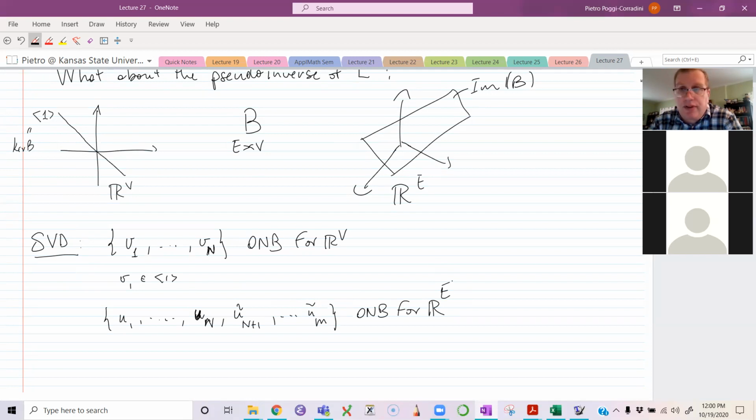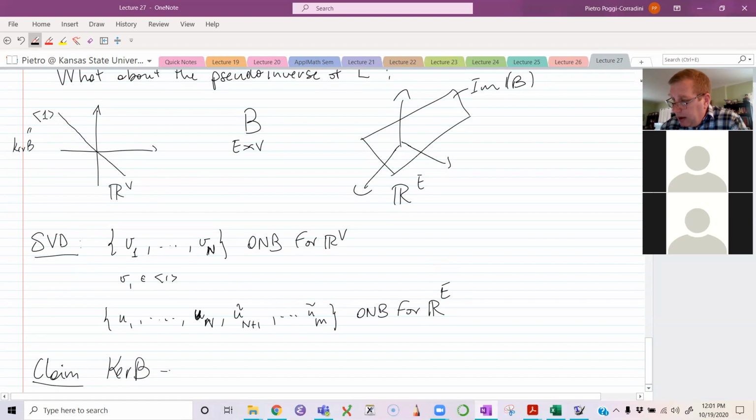Now, of course, you might ask me if the kernel could be bigger, right? Why am I saying the kernel here is just 1? But that is okay if your network is connected. So there's actually a claim that the kernel of B is 1 if and only if the graph is connected. Do you see why?